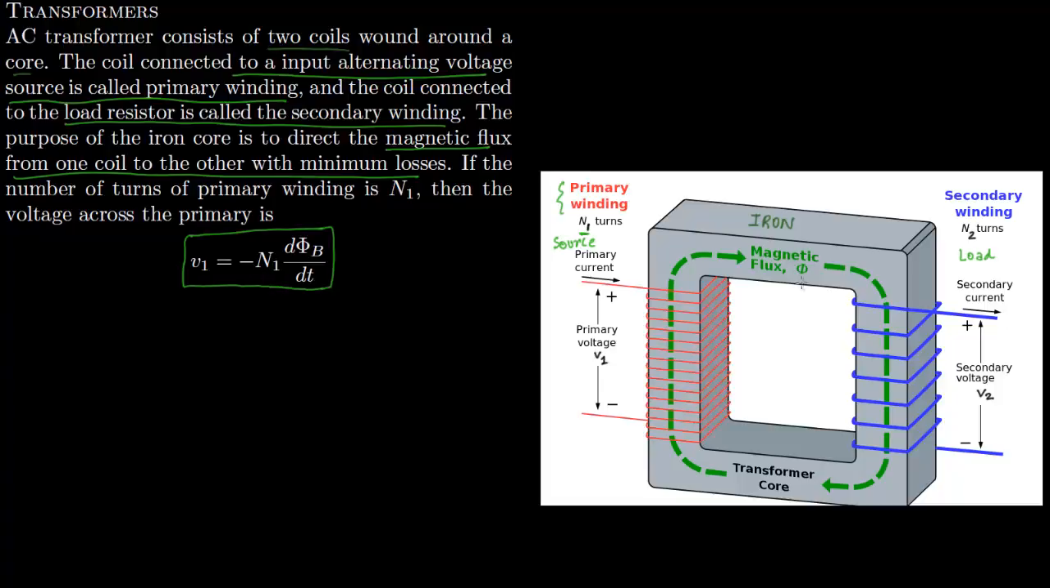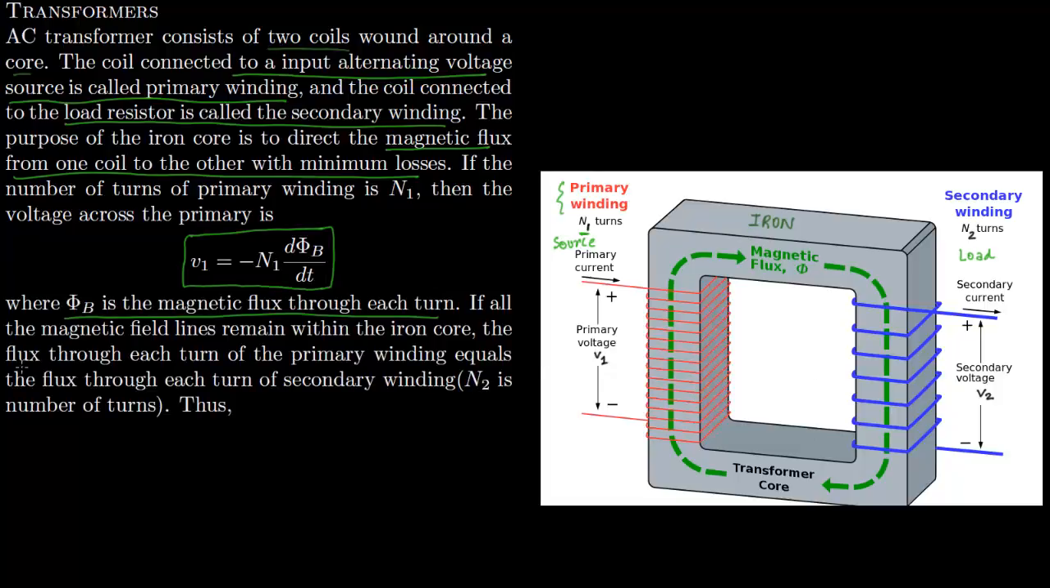Now if all the magnetic field lines remain inside this core, the flux through each turn of the primary winding equals the flux through each turn of the secondary winding. So all this magnetic flux is in the core. Flux coming out of the primary winding is going into the secondary winding. So you also have an induced voltage in the secondary winding. V2 will be equal to minus N2 times d phi b by dt. The flux remains the same, so this is the same in both the coils.